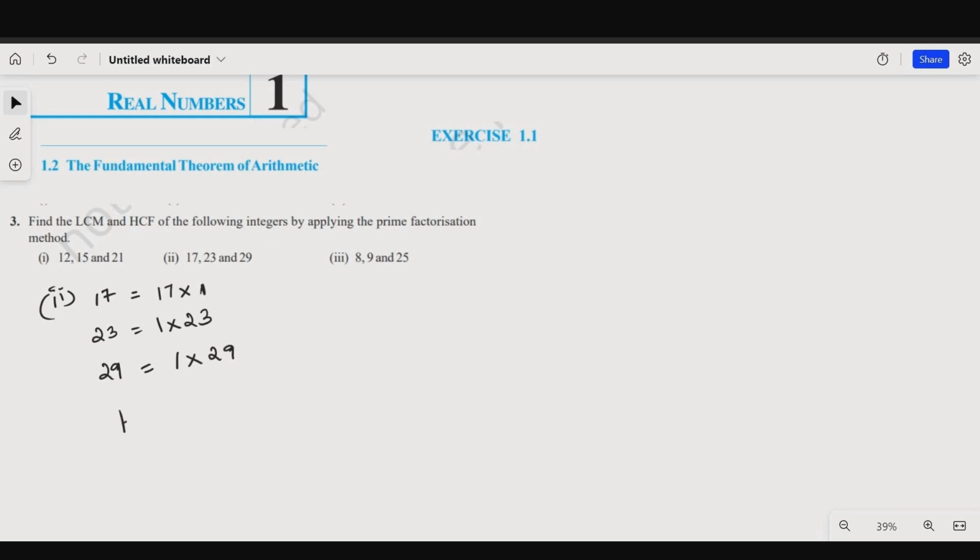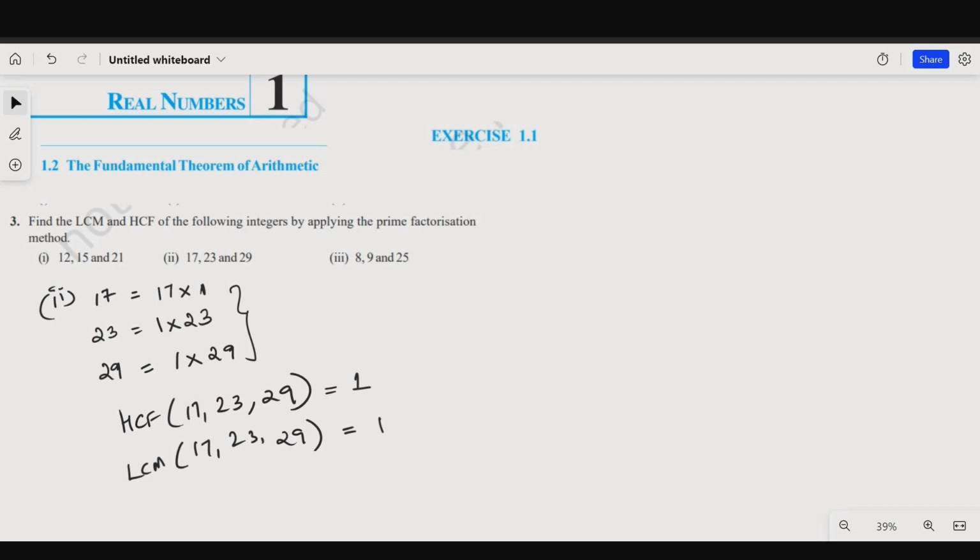So now let's find the HCF of 17, 23 and 29. So the common factor among these three is 1. The common factor is 1. Now LCM of 17, 23 and 29, we take the product of the greatest power of each prime factor involved in the number.